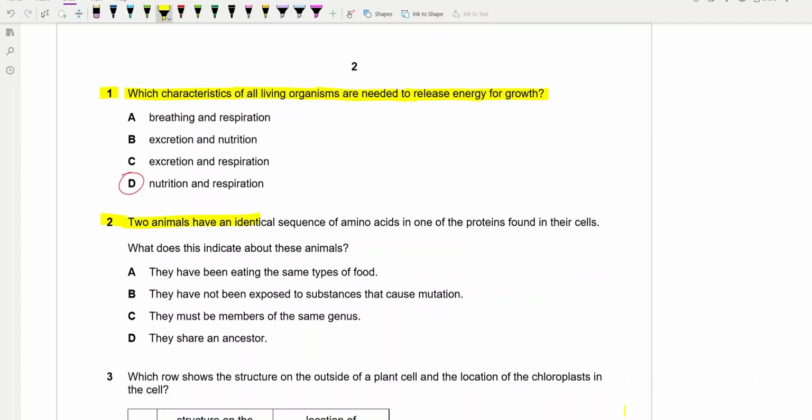Question number 2. Two animals have identical sequence of amino acids in one of the proteins found in their cells. What does this indicate about these animals?